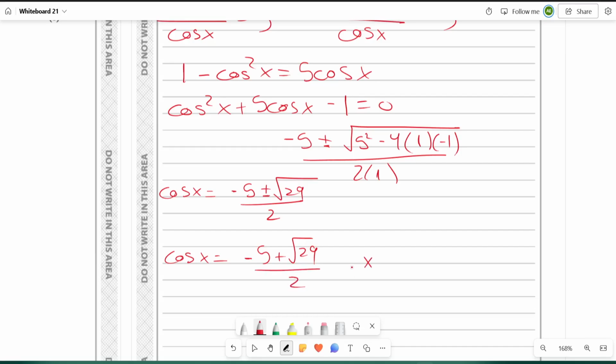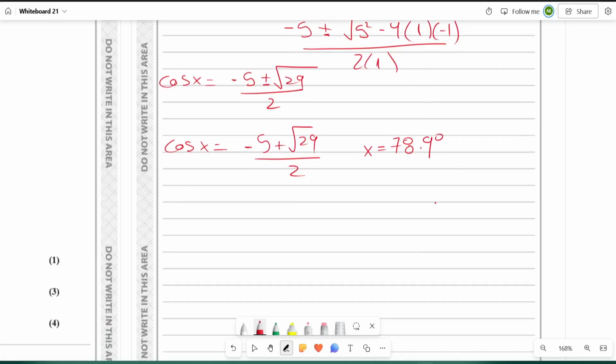So to get x, I'm going to shift cosine: inverse cosine of minus 5 plus root 29 over 2. That's going to give me an x value of 78.9 degrees. Okay, and let's do the ASTC rule. I know cosine, if you put it in the calculator, is going to give you 0.19, so it's a positive answer. So cosine is positive in A and C. This is 78.9, this is also 78.9.